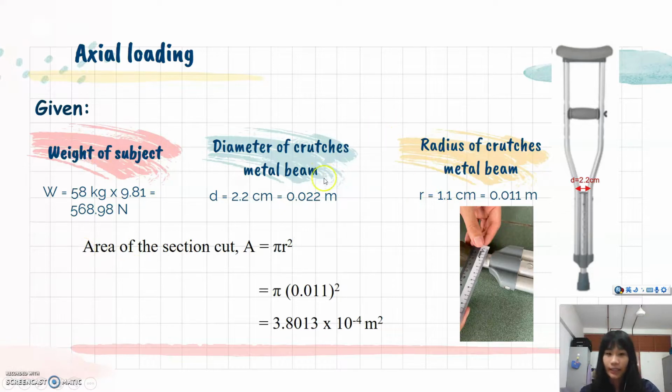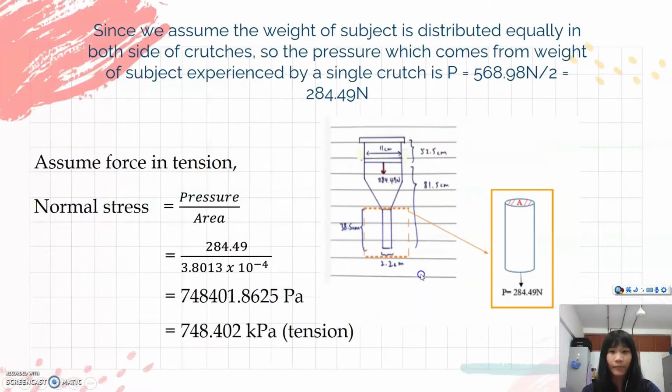Based on the data given, we can calculate the area of the section cut, area equals pi r squared, and we get 3.8013 times 10 to the power of negative 4 meters squared. Since we assume the weight of the subject is distributed equally on both sides of the crutches, the force experienced by a single crutch is 568.98 Newton divided by 2, which gives 284.49 Newton.